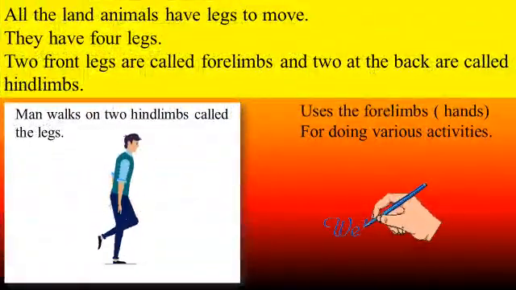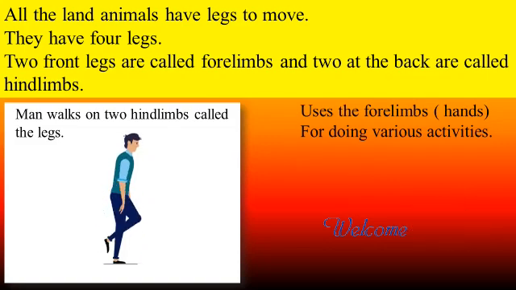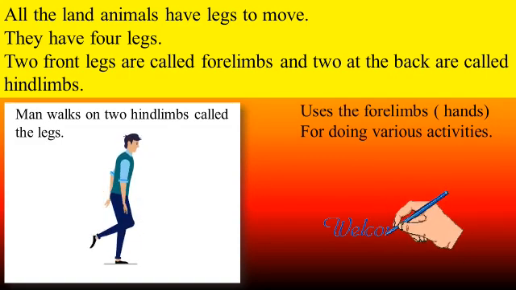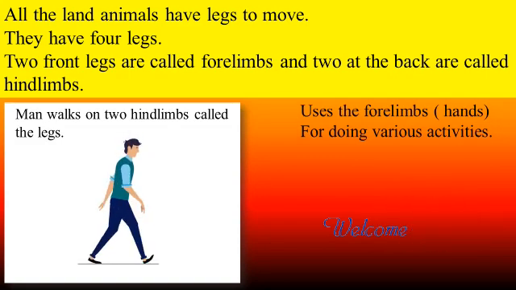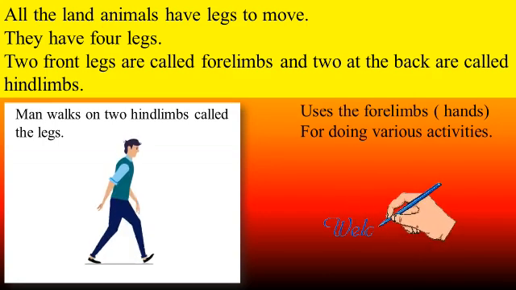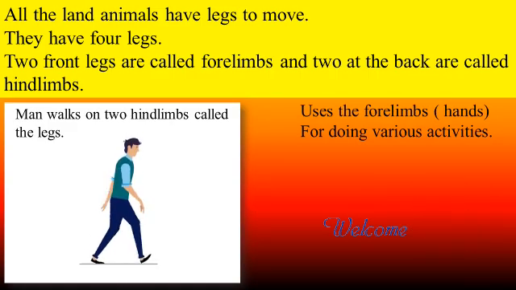All land animals have legs to move. They have four legs. Two front legs are called forelimbs and the two at the back are called hind limbs. You know, man walks on two hind limbs called the legs and uses the forelimbs, that is hands, for doing various activities.